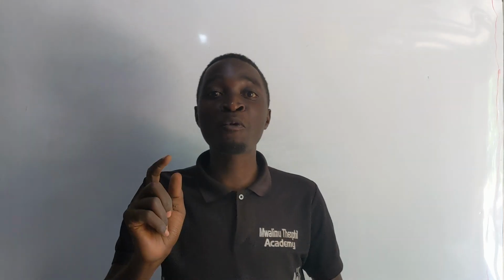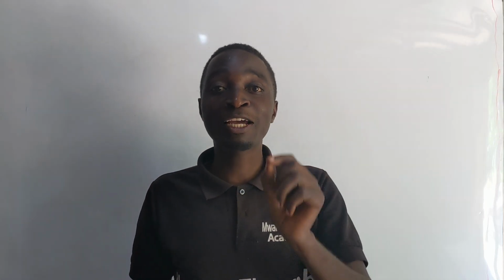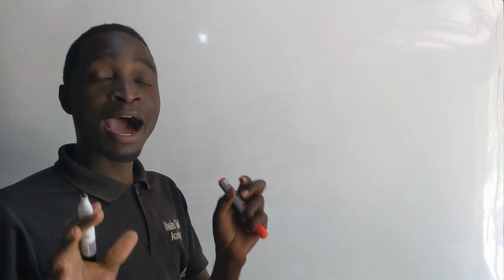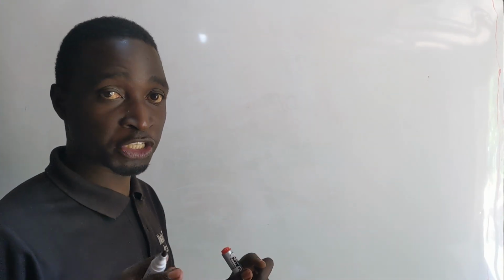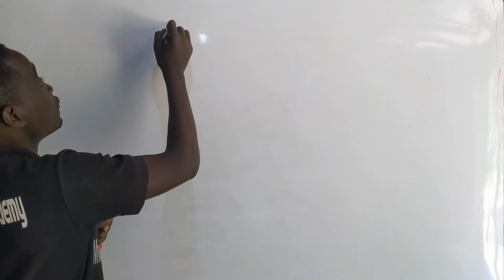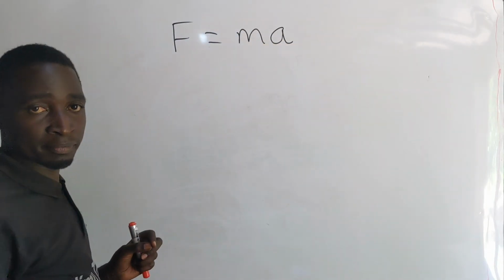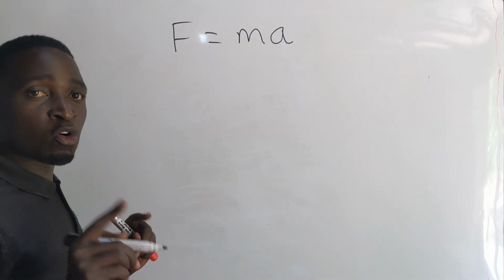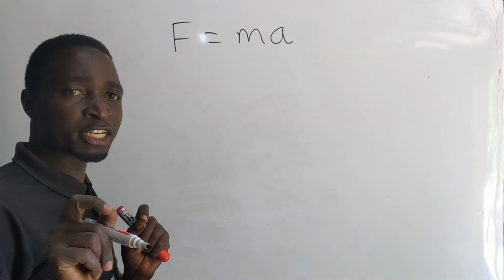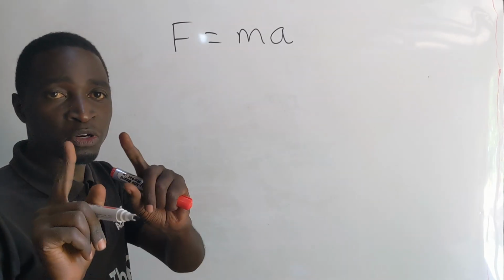Now, through these two motions of these two bodies, I'm going to explain to you what happens to acceleration when the force is doubled. Now, let's see. Mathematically, according to Newton's second law of motion, we say that force is equal to mass times acceleration. Now we are asking what happens to the acceleration when the force is doubled?